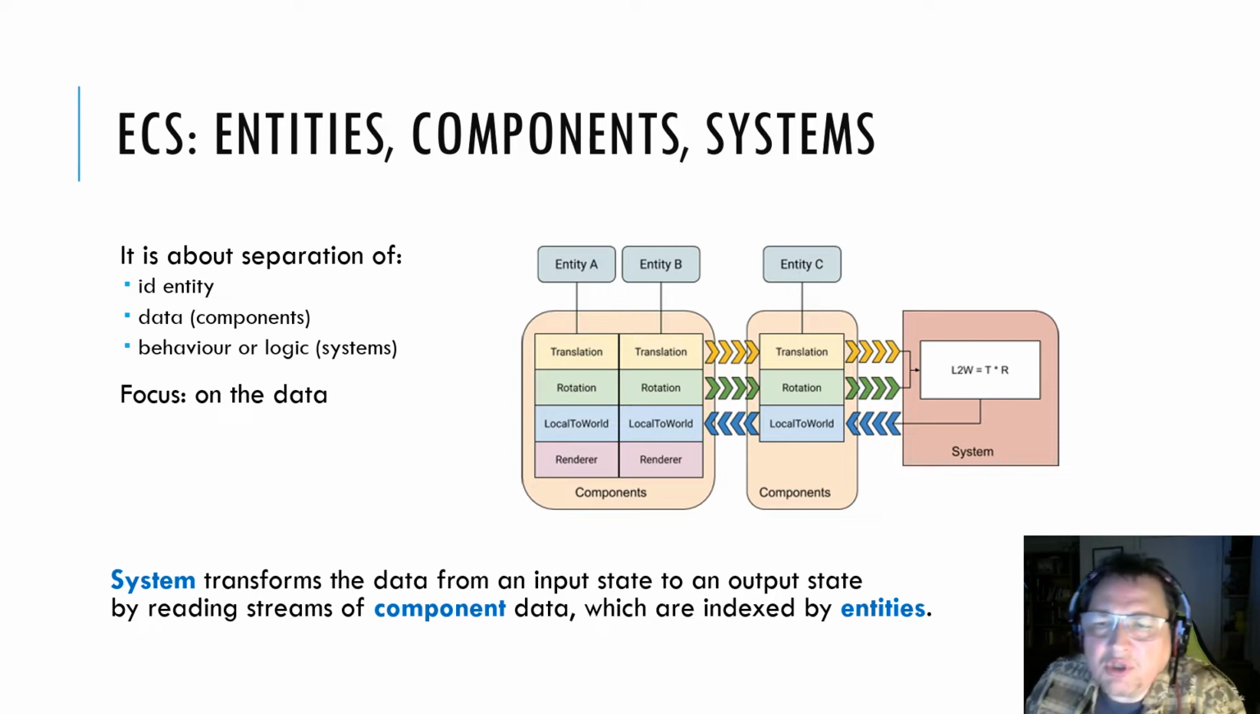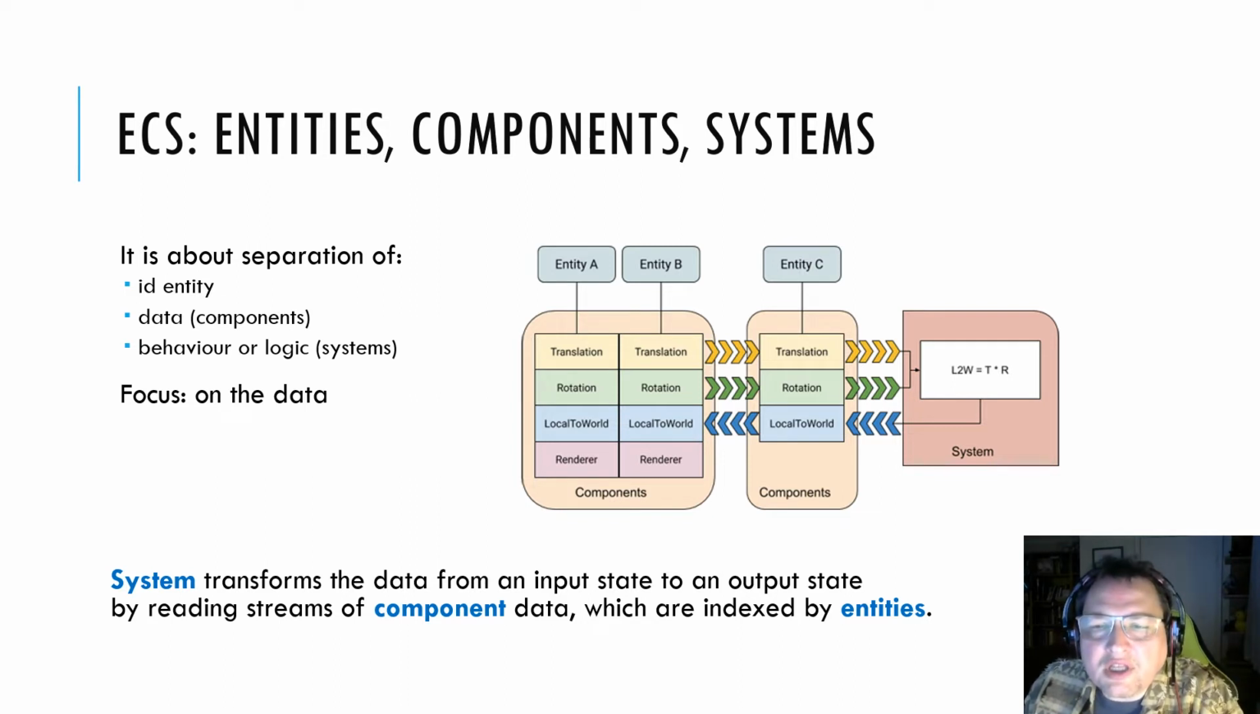In this diagram here, you can see a number of data components that form two input and one output streams of data. The input is consumed and the output is produced by the system. The system that represents the behavior or logic of the game. But the important point is that this system is independent, or it works externally from any entities.